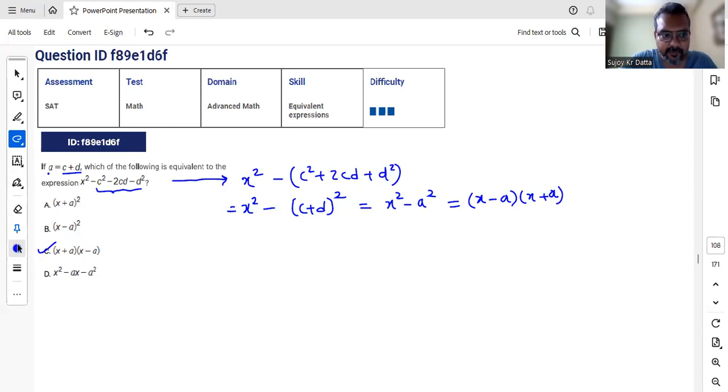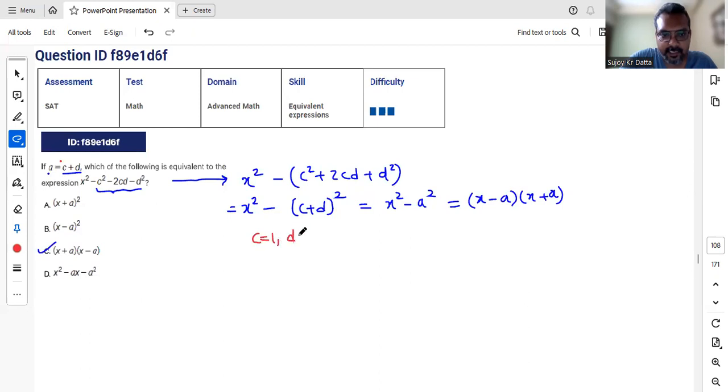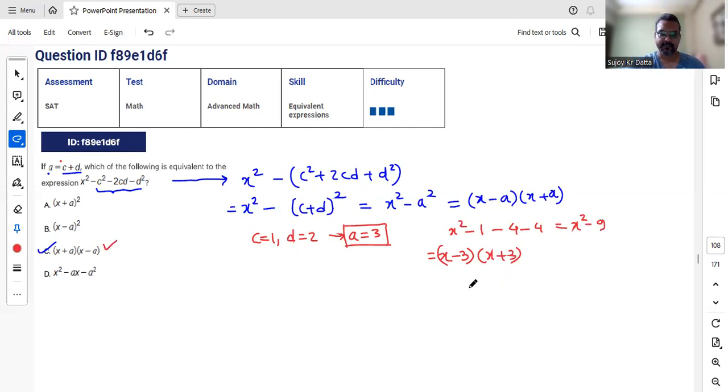Alternatively, if you did not observe this, you could just assume some values. Let's say you take c as 1, d as 2, that gives us a as 3. So the expression becomes x squared minus c squared minus 2cd minus d squared, so it is x squared minus 9, which is (x minus 3)(x plus 3). Now plug in a equal to 3 in the options and see which one works. Obviously, this one clearly works. So plugging in values can be a good way of solving this as well. Okay, let's go to the next one.